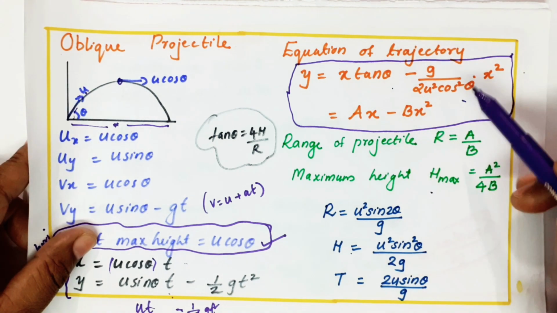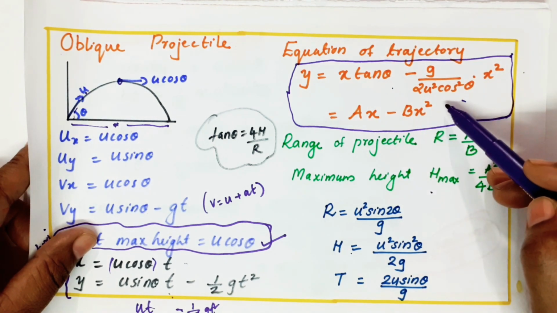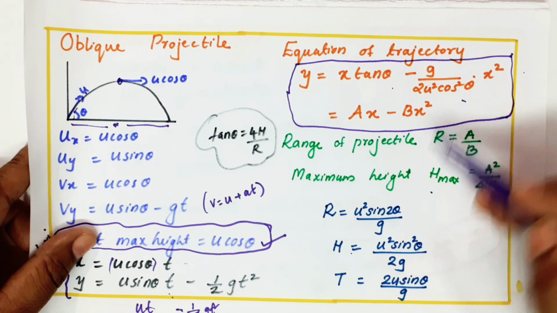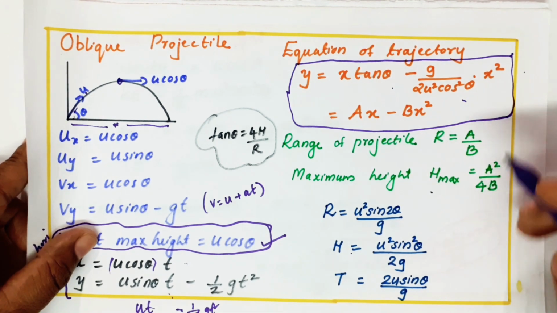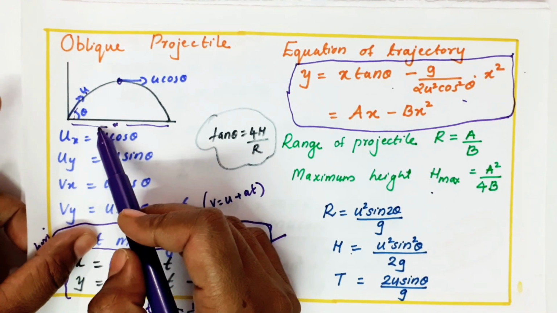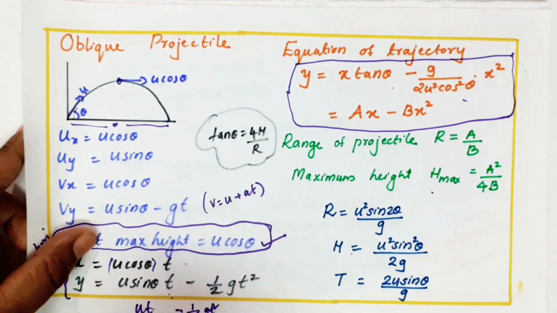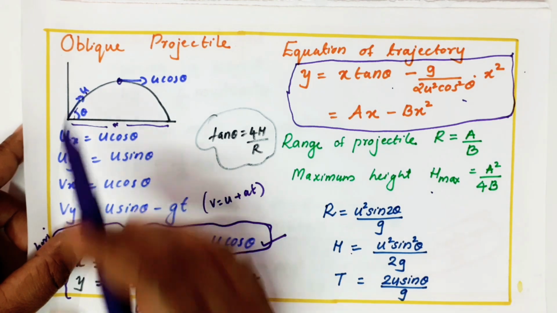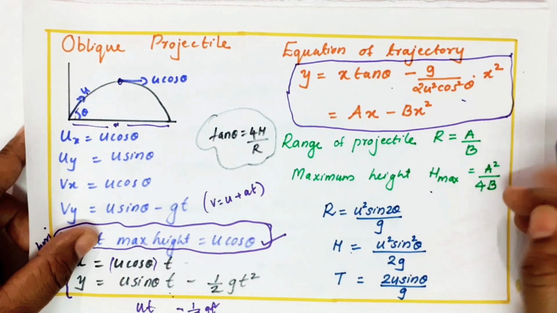If they are given in the form of this equation, that means equation of trajectory form, if they are given the data, you can use this equation. And in all these cases, you have taken theta with respect to your horizontal. That is very important. All these equations I derived on the basis of theta with respect to horizontal.